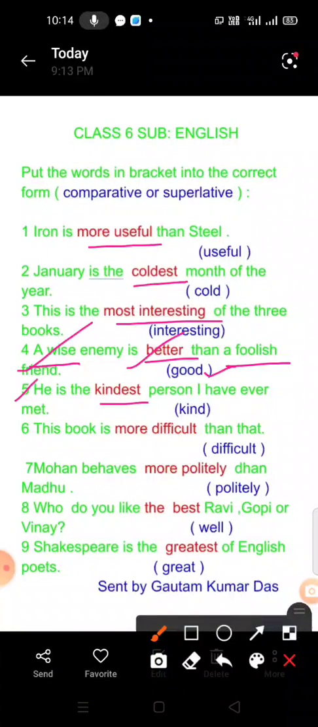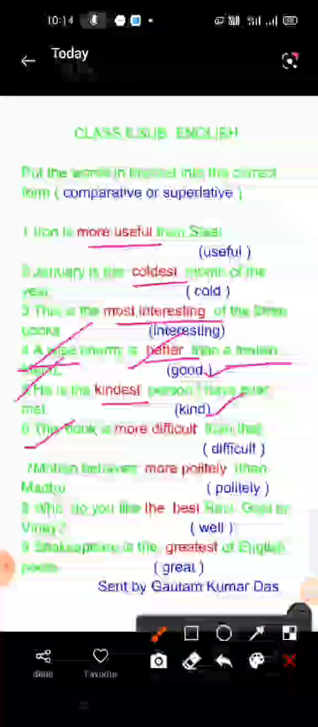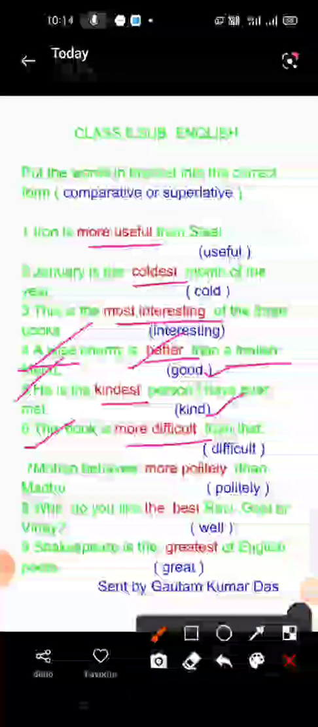Number 5, he is the dash person I have ever met. Kind, the word kind, what will be its superlative degree? Kindest. No, here is the kindest person I have ever met.